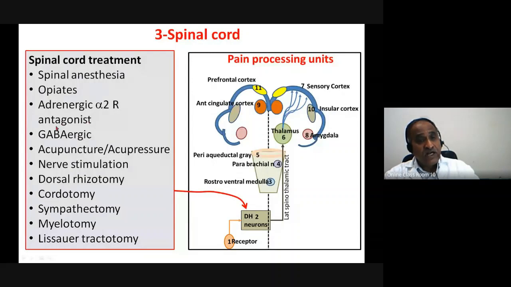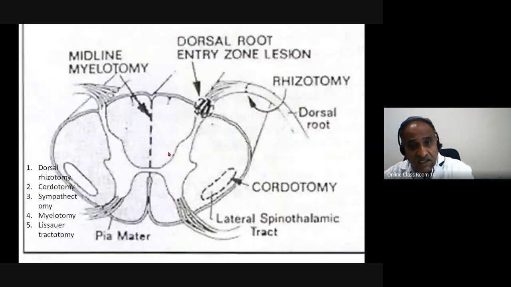Or you can use the GABAergic drugs. GABAergic drugs are inhibitory, so they will be inhibiting the transmission. Then people go for acupuncture and acupressure or nerve stimulation. This one I will consider in the subsequent slides. And the other surgical interventions are dorsal rhizotomy, chordotomy, sympathectomy, myelotomy, and laser tractotomy. Let us see them here.